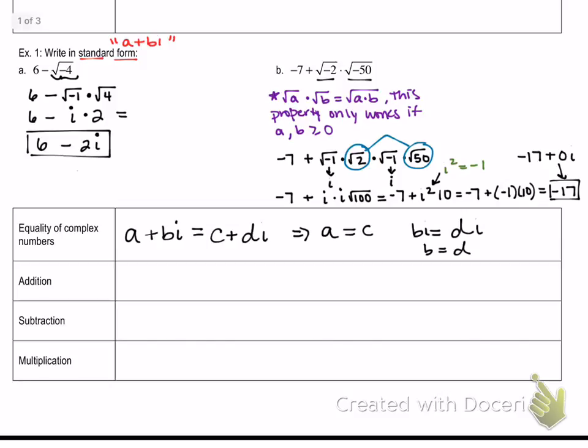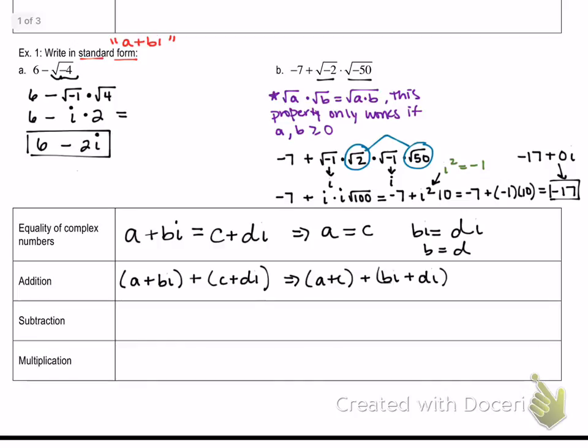All right. How about addition of complex numbers? So say I have one complex number, a plus bi, and I'm adding it to a second complex number, c plus di, then essentially when you're adding two complex numbers, you just add like terms. So add the real parts together, which is a plus c, and then add the imaginary parts together, which is bi plus di. So you add the real parts together, then you add the imaginary parts together.